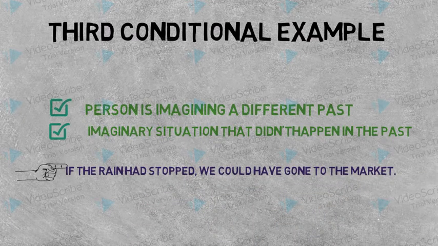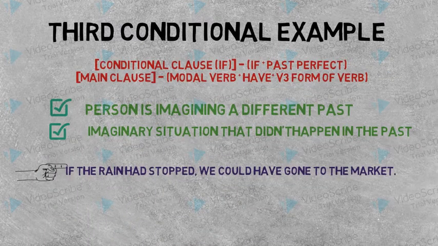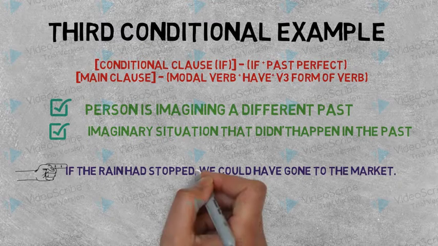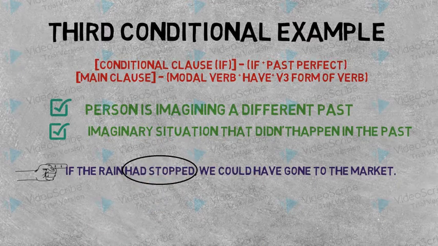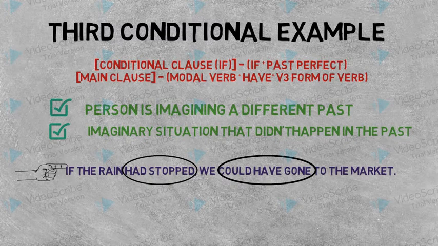The person is imagining a different situation in the past, the rain to stop so that he could have gone to the market. Looking at the structure, we use past perfect tense with the if clause and modal verb plus have plus V3 form of verb with the main clause. Here we are using had stopped and could have gone. So other than could, which is used to show the possibility, we can also use would in the third conditional.